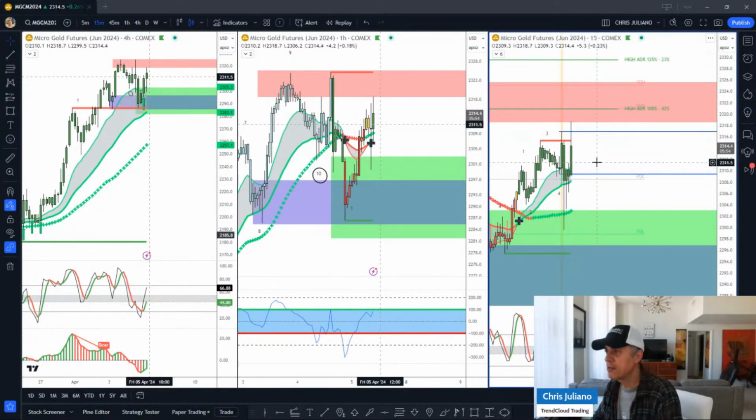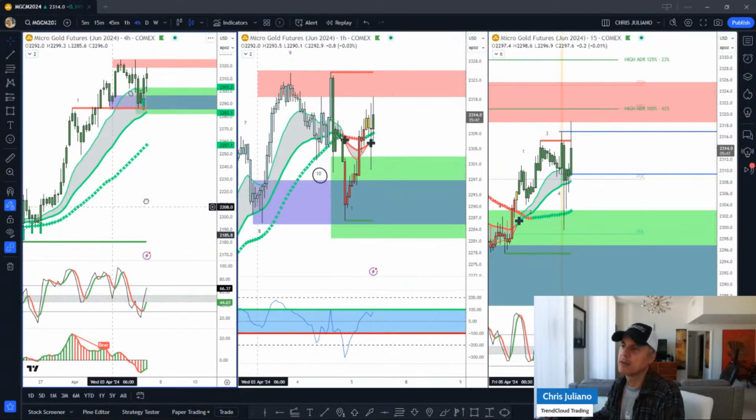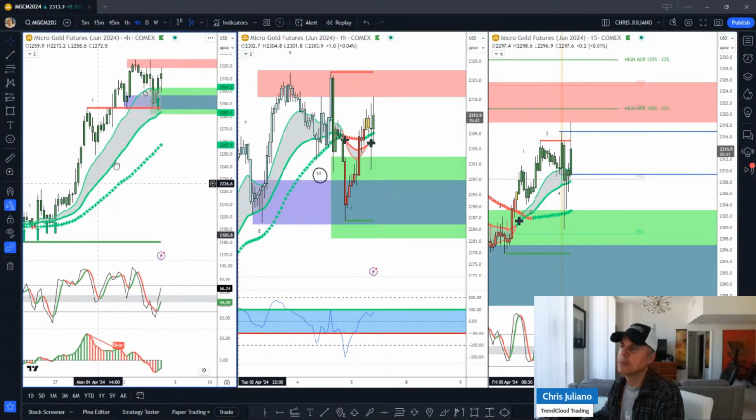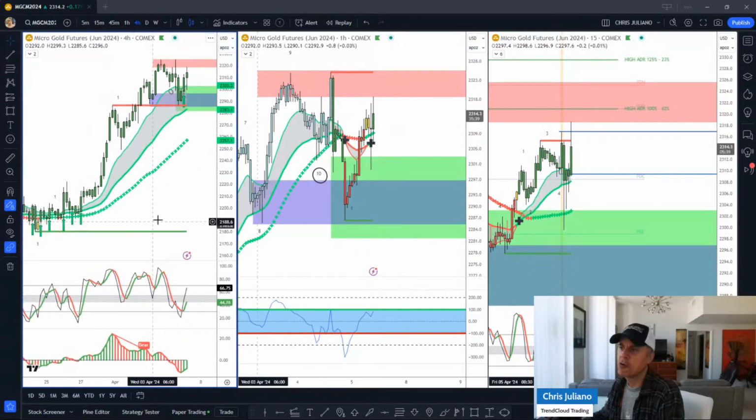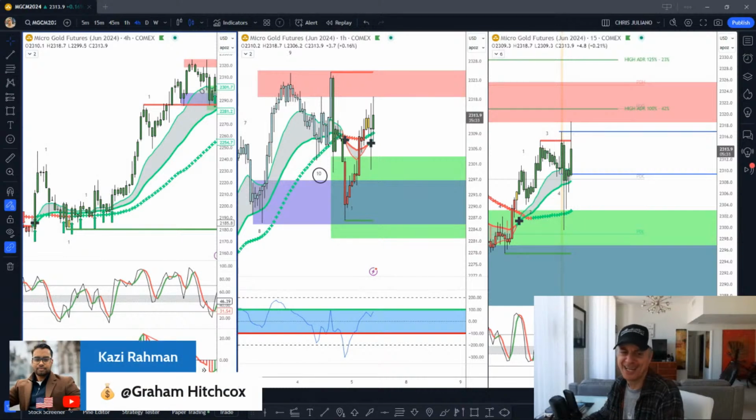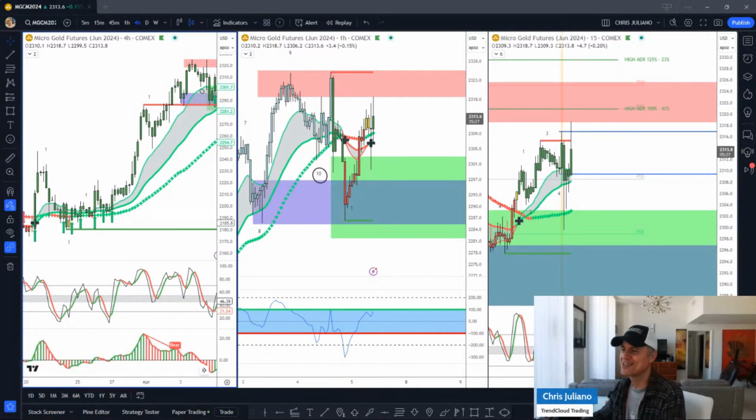It's all about base hits, putting that plan together, and once in a while, you're going to catch that trend the entire way. There you go, Graham. Kazi sent you a money bag. That's awesome.